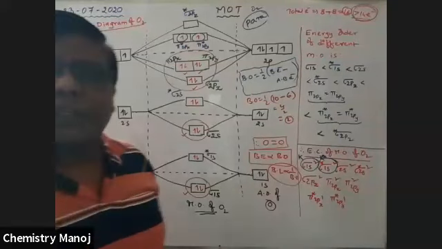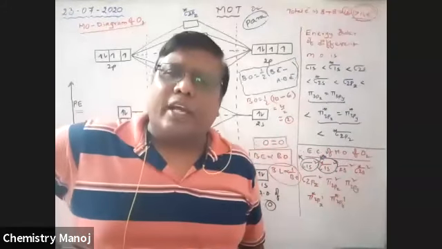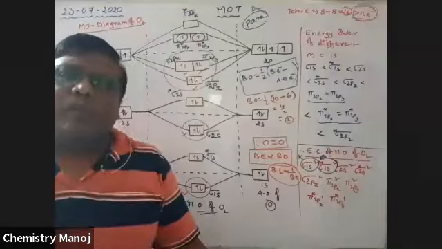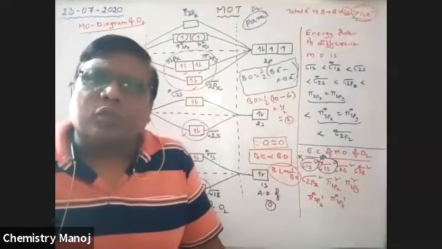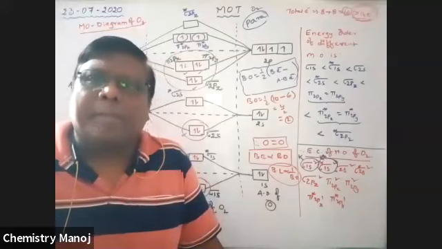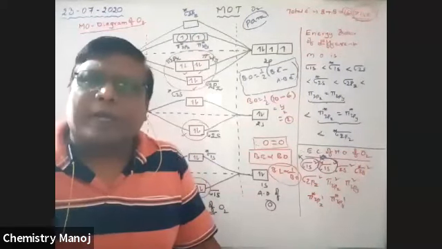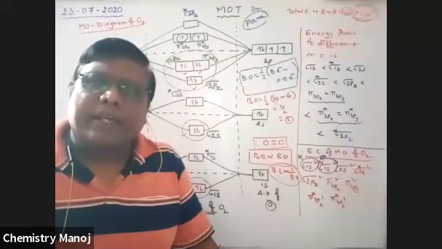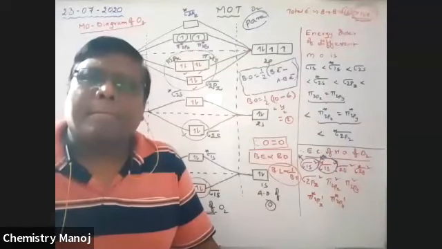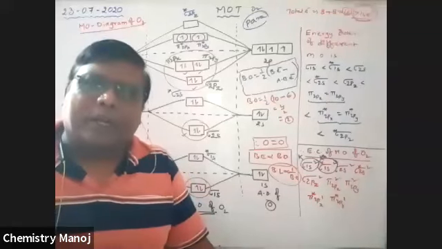See my dear boys, tell me, is the O2 molecule paramagnetic or diamagnetic? Waiting for you. Yes, para. Why is it para? Because of unpaired electrons. Good. How many unpaired electrons are there?